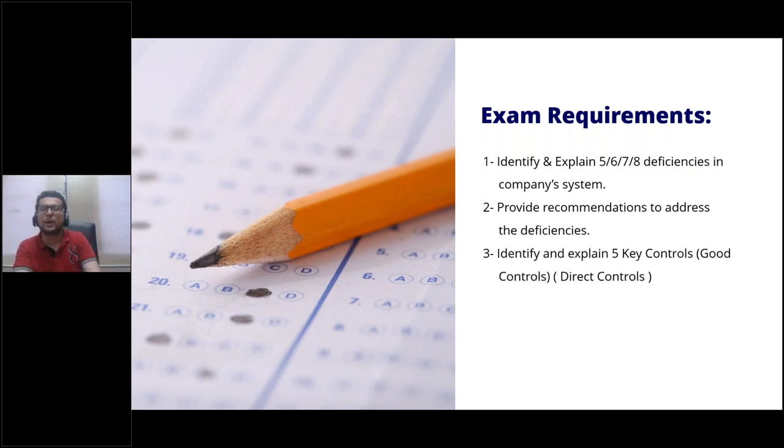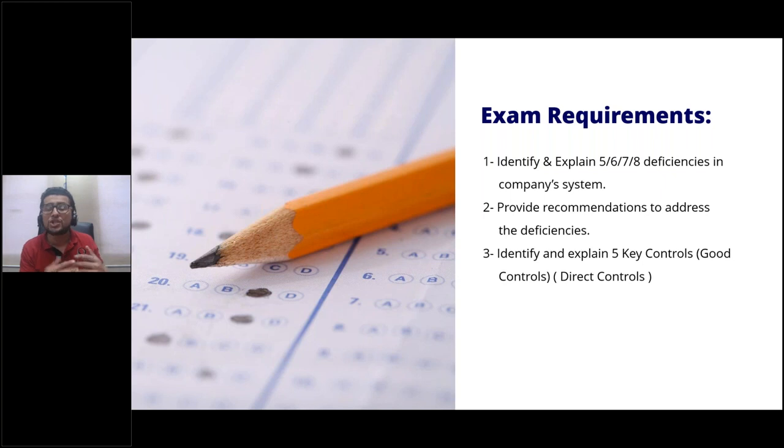Okay, let's go to exam requirement number 3. Well, what if the examiner gives you the sales system of the organization? An examiner might ask you to identify and explain 5 key controls, also known as good controls, also known as direct controls. Now, what do I mean by direct controls or key controls? A direct control is something which will ensure that the risk of material misstatement would be avoided. So basically, it's the opposite of a deficiency.